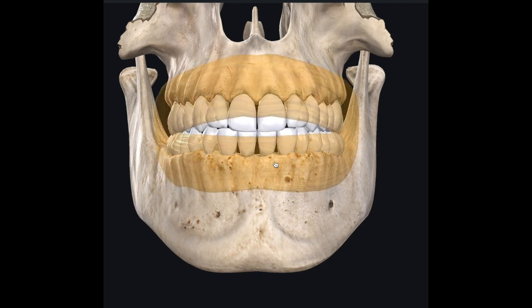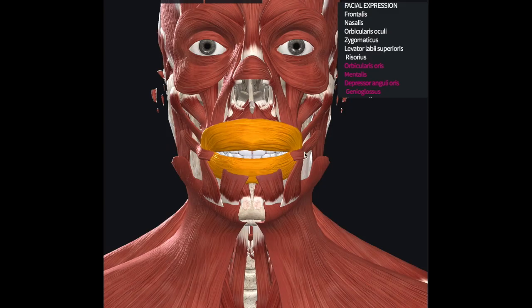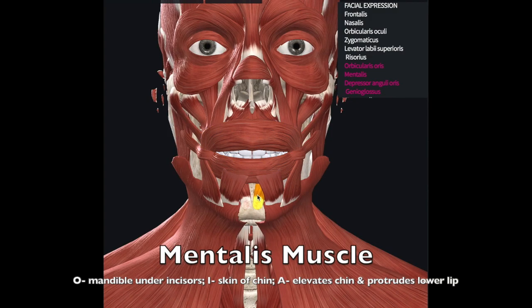Its insertion is on the skin or the lips. And so during contraction of this muscle, the circular muscles will tend to draw or close in the opening just between. So pucker in, or pucker as if you are kissing someone. Now the mentalis muscle here is pretty deep here.